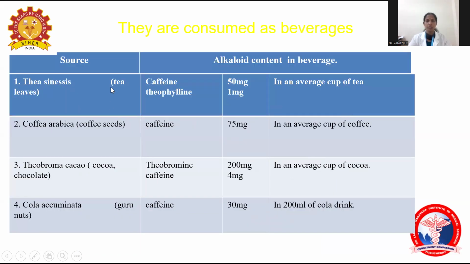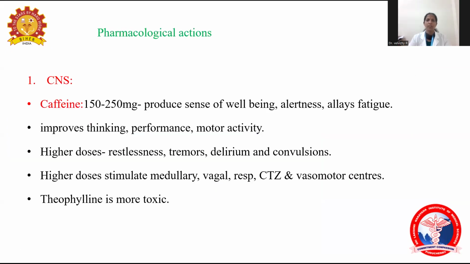These methylxanthine groups are also present in daily consumptions like tea leaves, coffee seeds, cocoa, and chocolate. All those things also contain caffeine and theophylline. So we'll move on to the pharmacological actions. In the CNS, caffeine produces alertness because it is a potent CNS stimulant. It causes a sense of well-being, and improves thinking performance and motor activity.